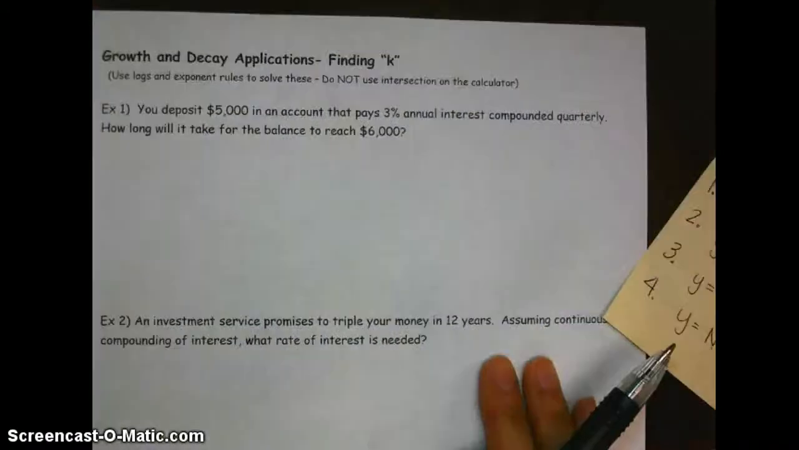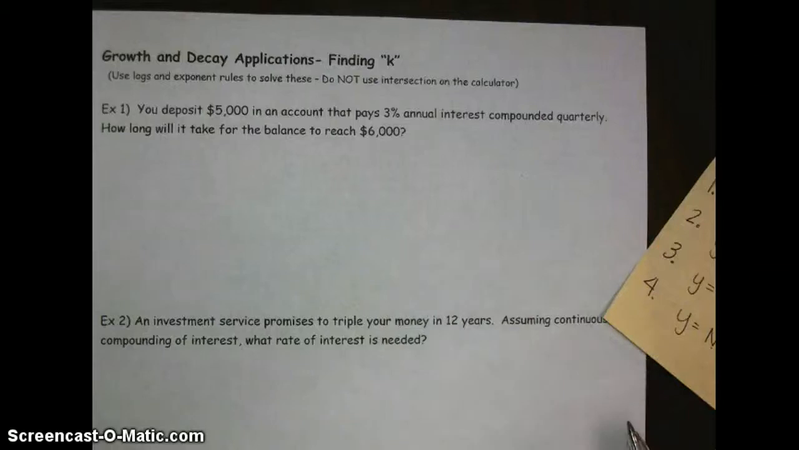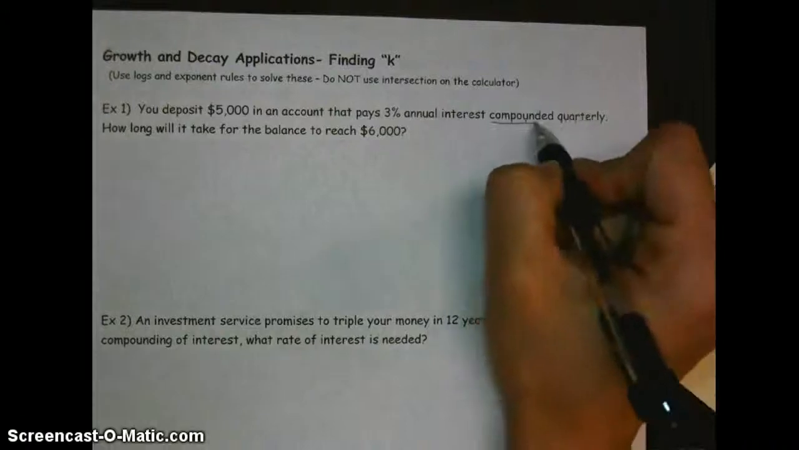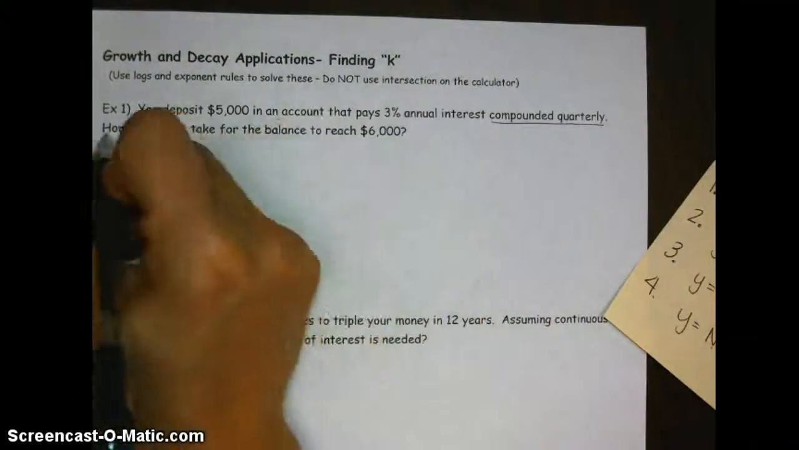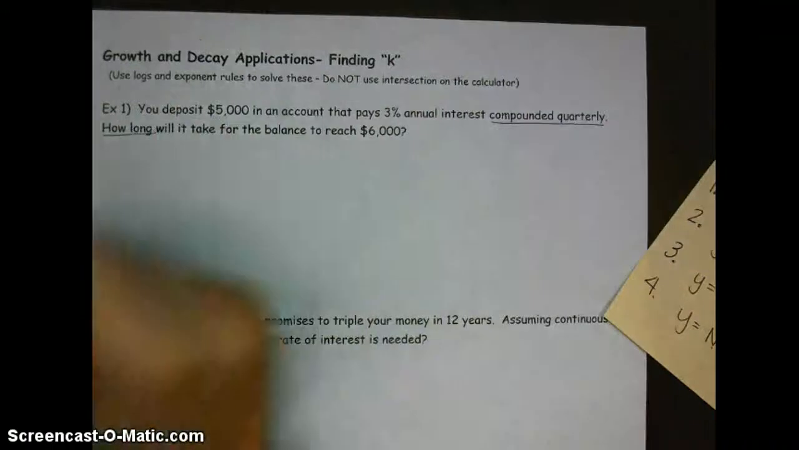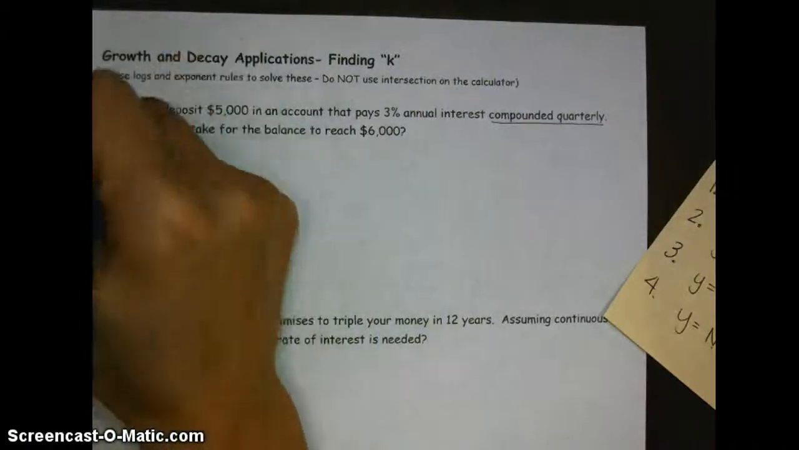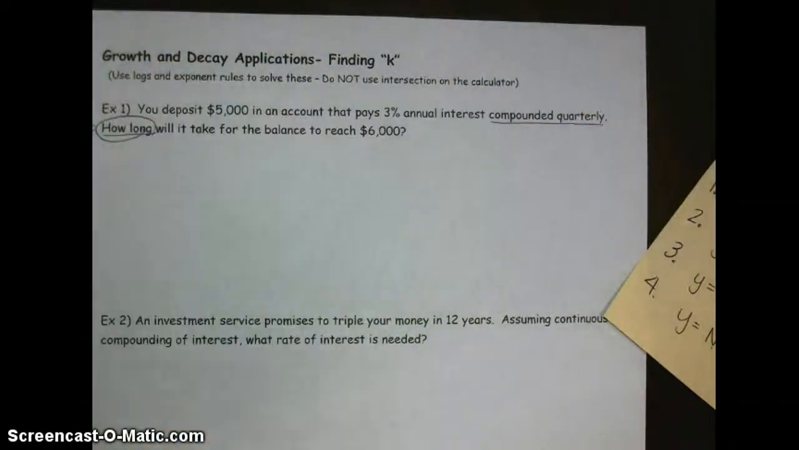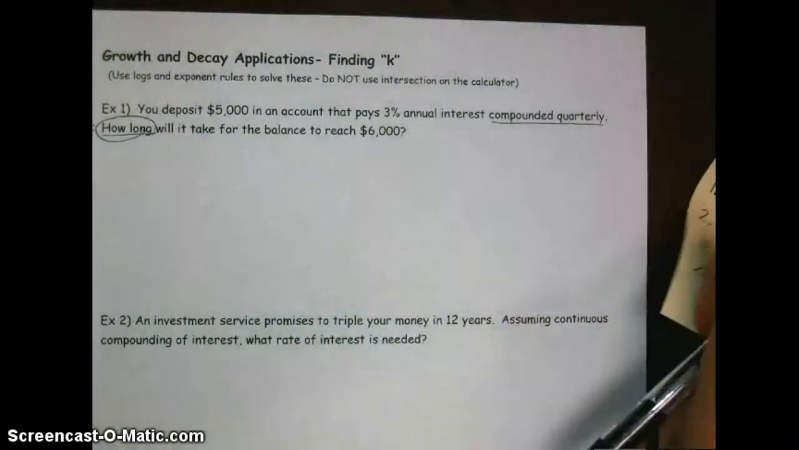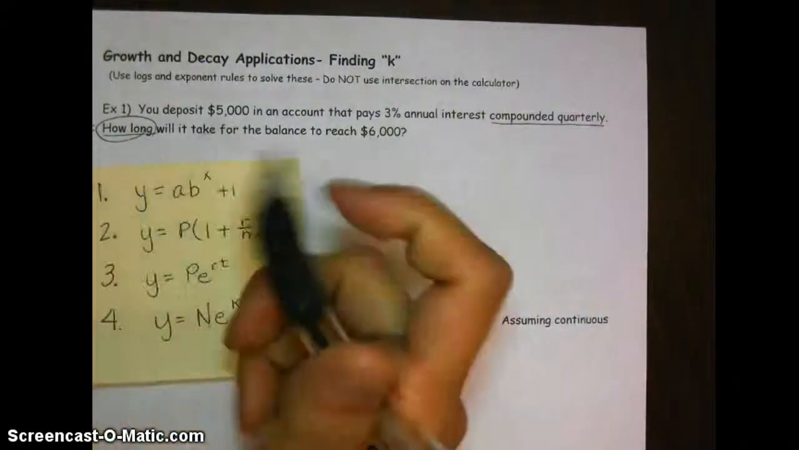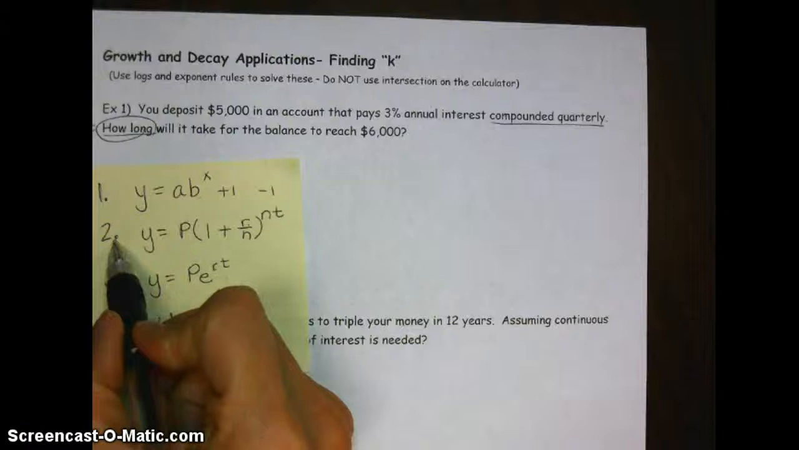All right, so for our first example, we have you deposit $5,000 in an account that pays 3% annual interest, compounded quarterly, which is a key word that we need to use. How long will it take for the balance to reach $6,000? All right, so I've underlined and circled my question. How long means I'm looking for time. Compounded quarterly means I have to use my compounding equation, which is our second one.